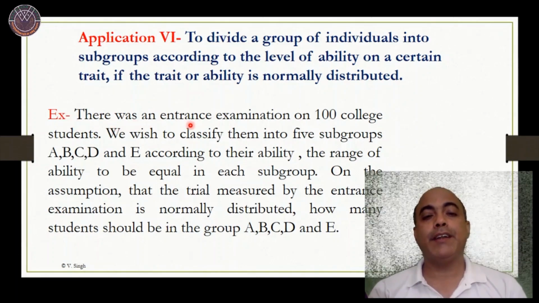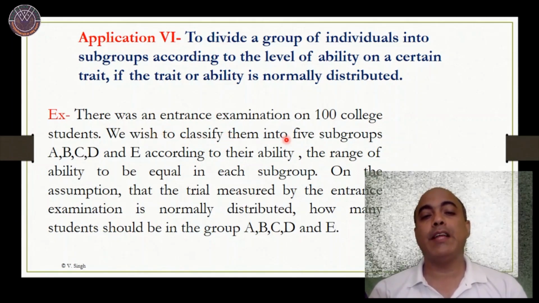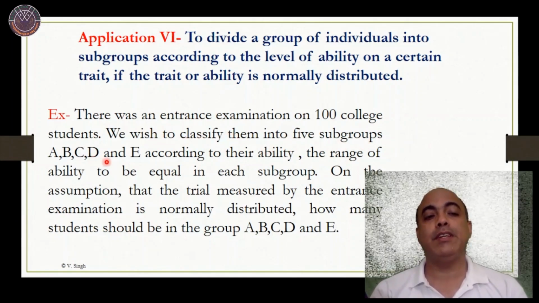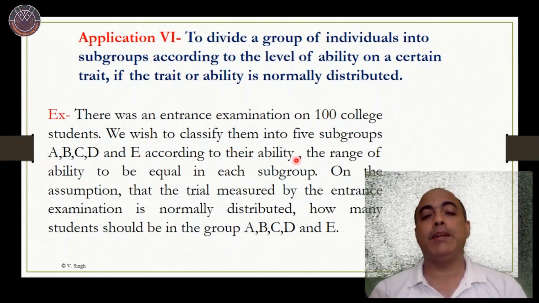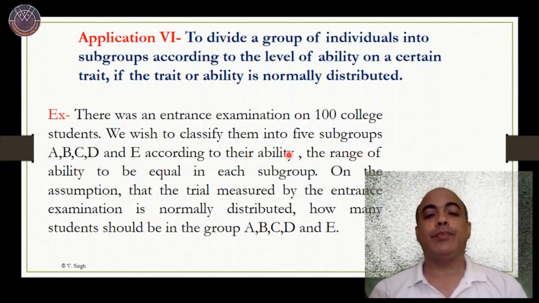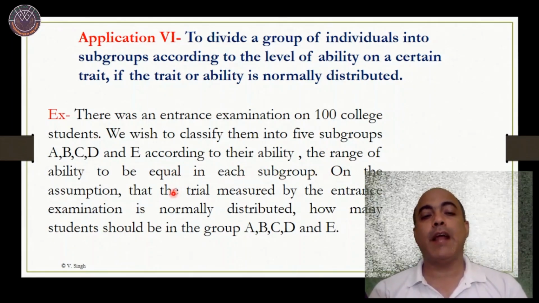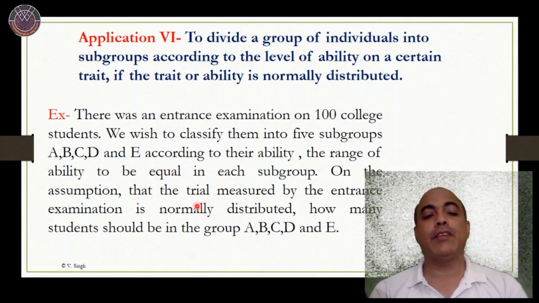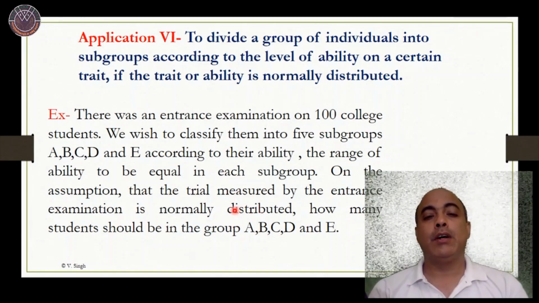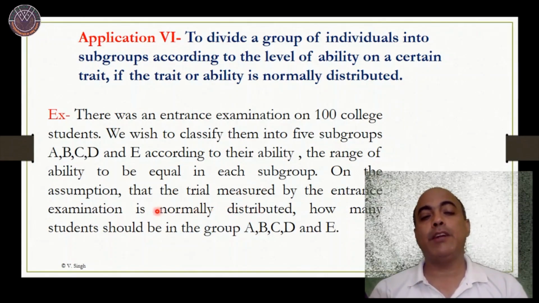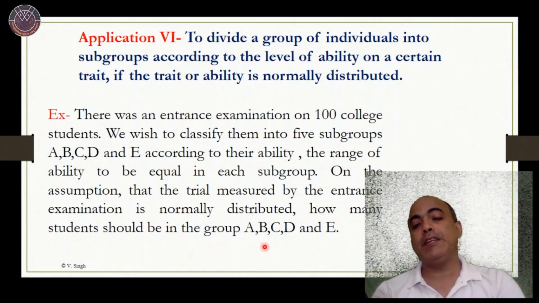There was an entrance examination for 100 college students. We wish to classify them into 5 subgroups, A, B, C, D, and E, according to their ability. The range of ability is to be equal in each subgroup, on the assumption that the trait measured by the entrance examination is normally distributed. So how many students will be in groups A, B, C, D, and E?